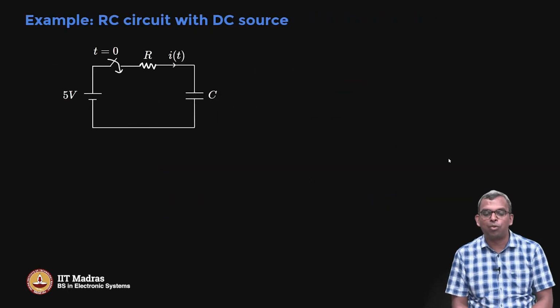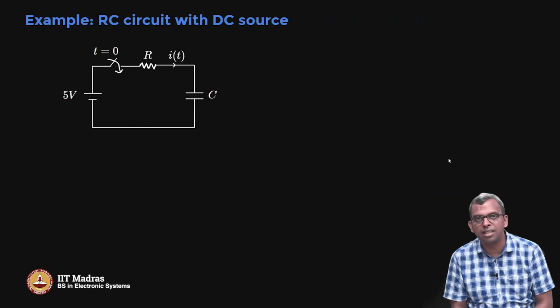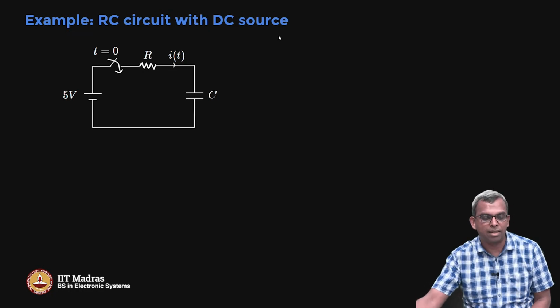Here's another example, the familiar RC circuit with a DC source. Okay, so you have an RC circuit here, and maybe there is a battery connected to it, a 5-volt battery, and you're going to turn the switch on at t equal to 0. Maybe the capacitor has no charge initially, so you have a resistance R and a capacitor C. Now the current here is going to be a function of t, I of t. How do you find I of t?